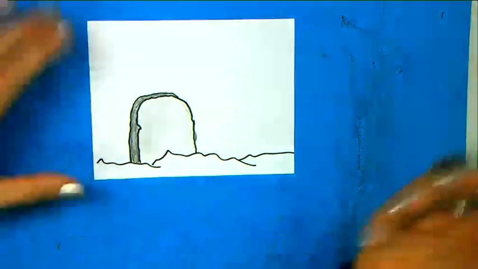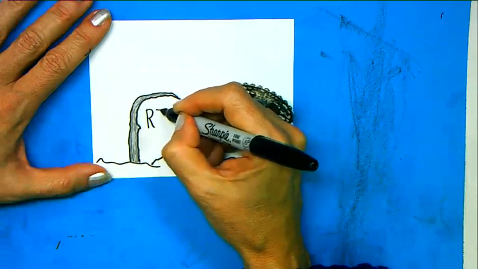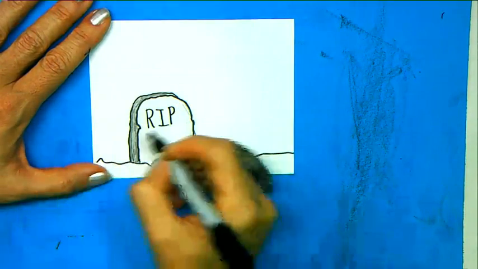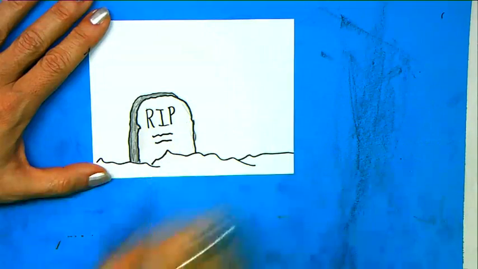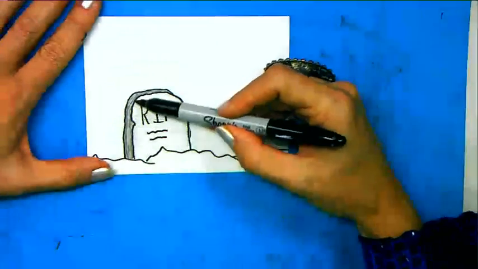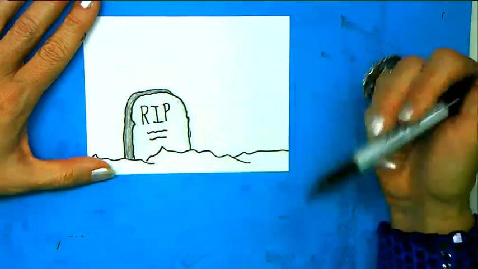So there we have our tombstone. Maybe we have a little rest in peace on it. And maybe you have a little name or something. Pretty simple. So all you're going to do, you can get a little fancier and do different shapes and things. But for a simple little tombstone, basically you just got this curved line coming up. You can curve it. You can make it a little more rectangular.